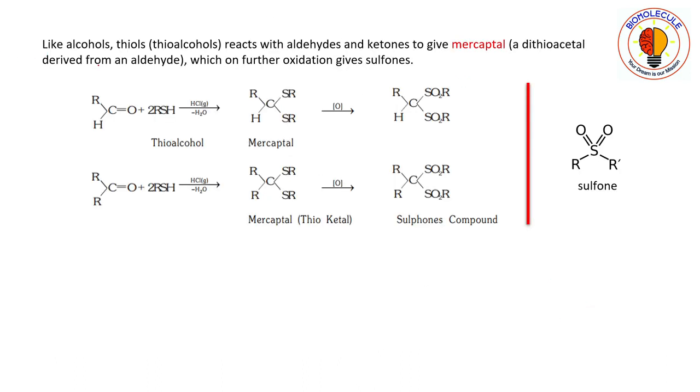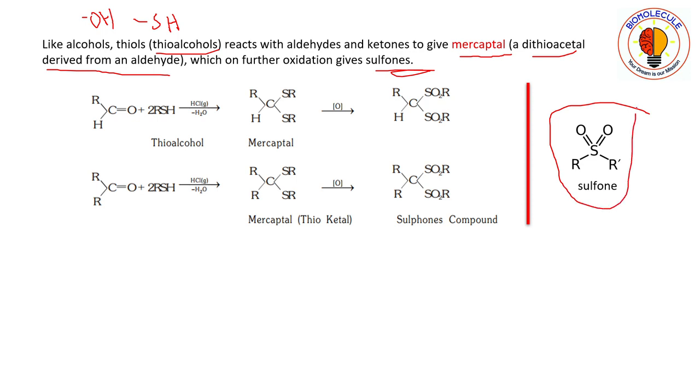Now, like alcohols, thiols, meaning thioalcohols. Alcohols means OH, thiols means SH. Like alcohols, thiols react with aldehydes and ketones to give mercaptal, a dithioacetal derived from an aldehyde, which on further oxidation gives sulfones. So this is the structure of sulfone. Here is the aldehyde and this one is the ketone.